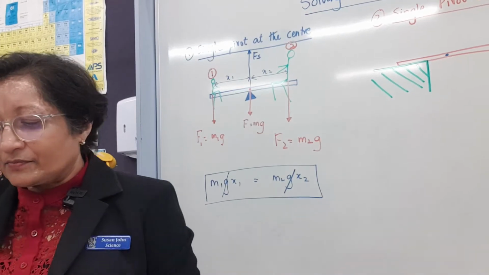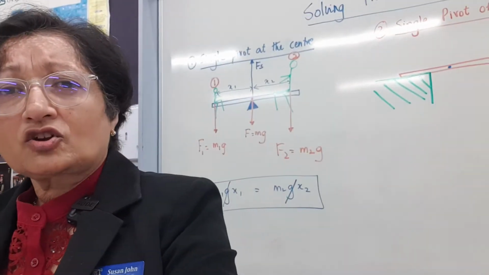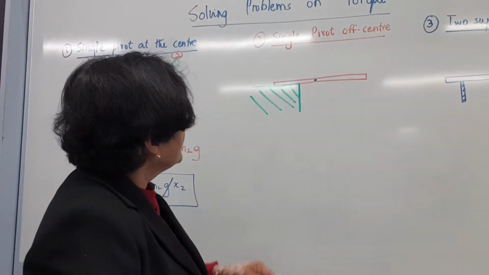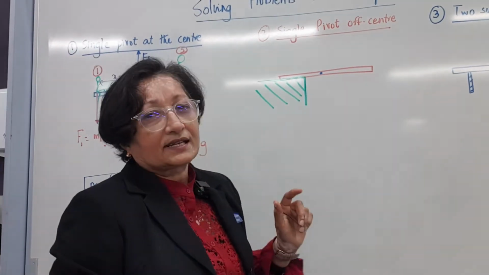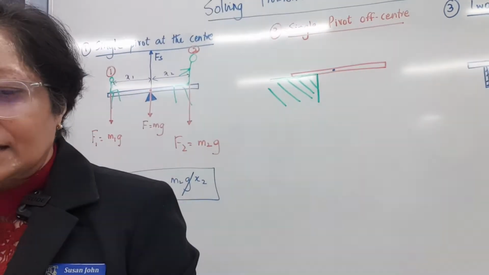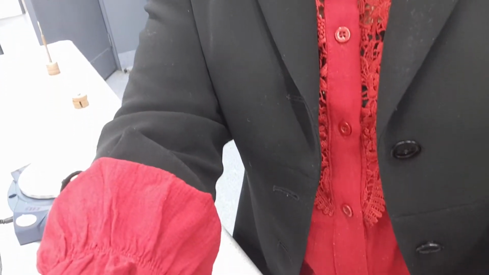The second type of question is when the pivot is not at the center. The pivot needn't be at the center, it can be anywhere, but there's still only a single pivot. Now I want to demonstrate that using just a meter ruler and some masses that I have here with me. So I'm just going to do that here.